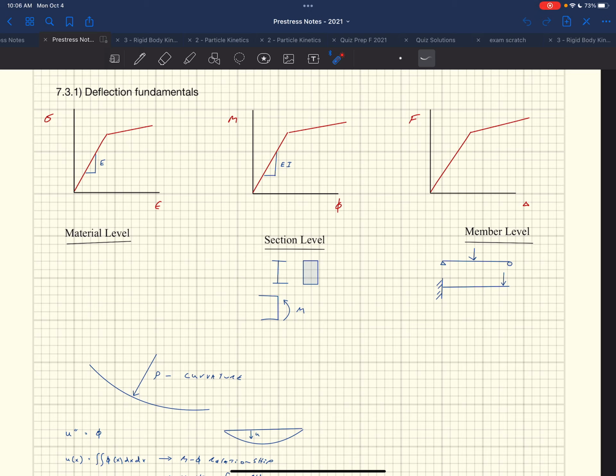When the exam takes place, last time I taught this class in 2019, we took the exam on Halloween. I think that's what it is. Yeah. And you got extra credit if you dressed up for the exam.